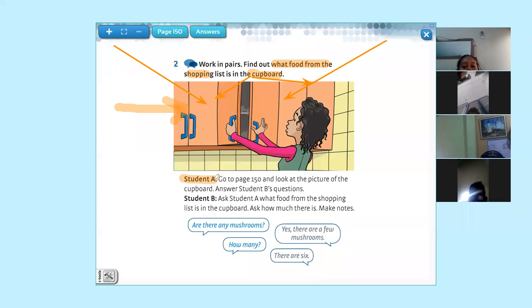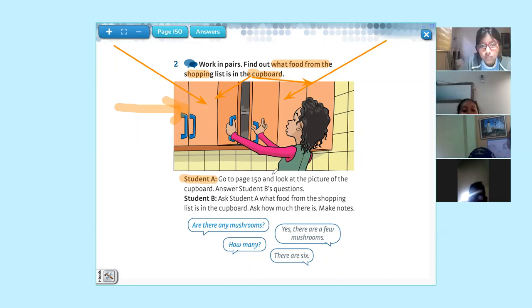Student A, Enrique, continue. Enrique, go to page.